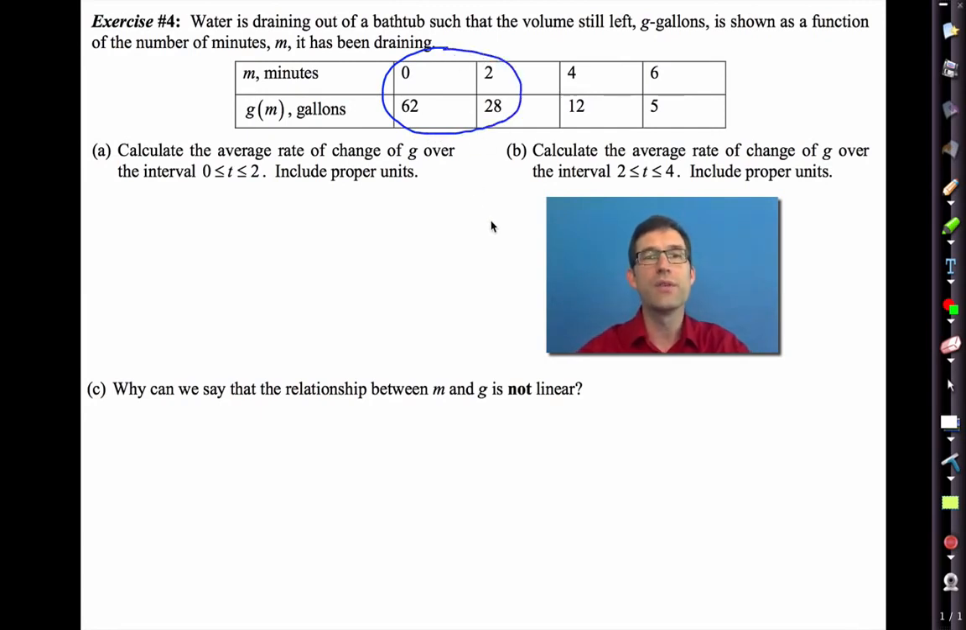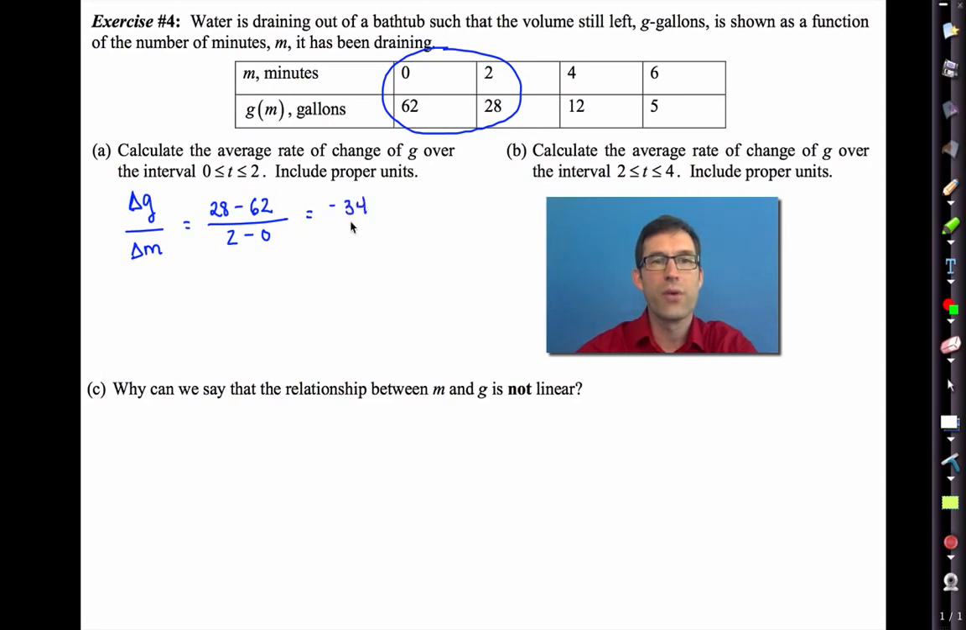What I'd like you to do is pause the video right now and go ahead and do that. That shouldn't be too bad. All right, let's go through it. So it's going to be change in G divided by the change in minutes. All right. Watch out, always do the second one minus the first one. 28 minus 62 divided by 2 minus 0. That's going to be negative 34 divided by 2, or negative 17.